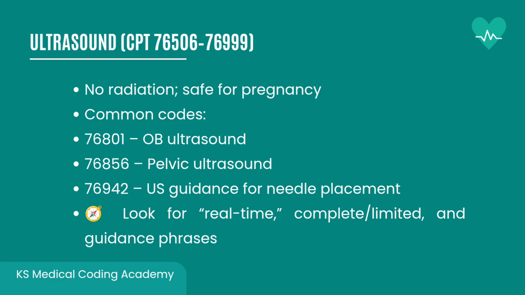Ultrasound. Ultrasound codes fall between 76506 and 76999. They include diagnostic procedures, like abdominal or pelvic scans, obstetric ultrasound, like code 76801, and guidance procedures, such as 76942 for needle placement. Watch keywords like real-time, complete, and limited. These matter in code selection.